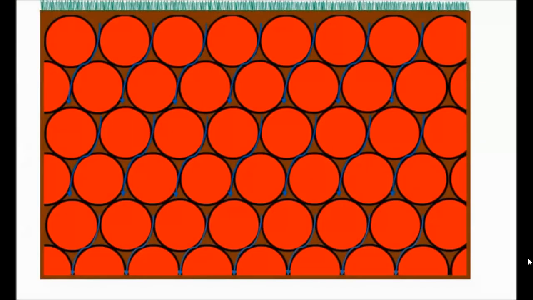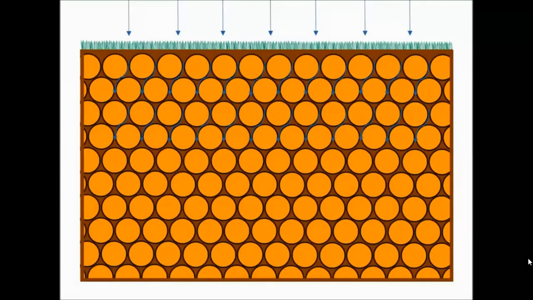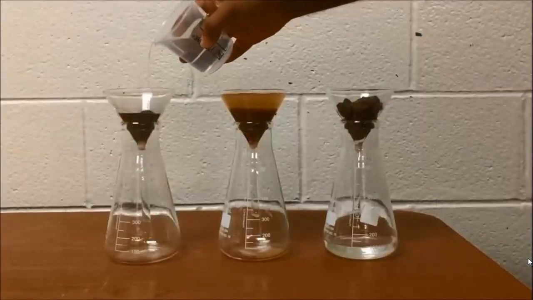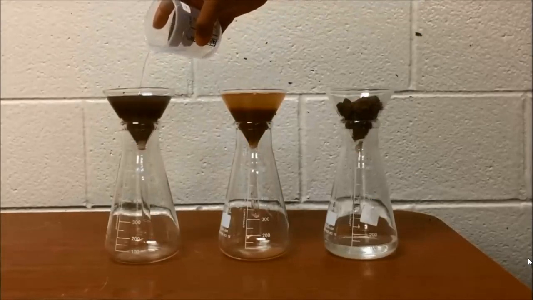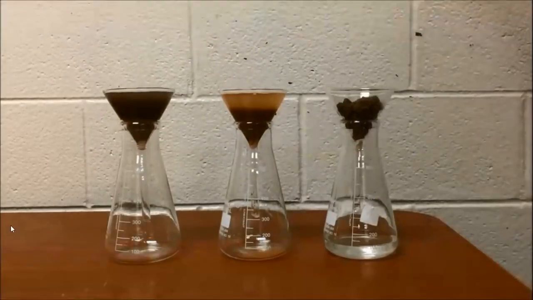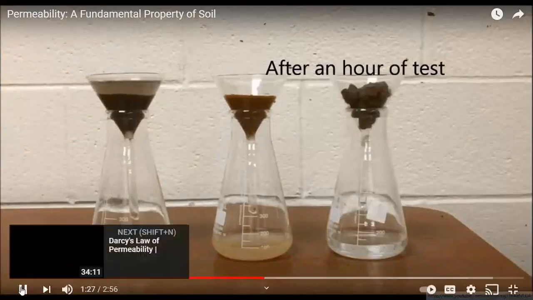When water is added to the sand, it takes more time to flow compared to gravel. This is because sand has smaller sized particles than gravel. On the other hand, clay has the smallest soil particles among these samples, and thus the lowest permeability. Even after an hour of testing, water has hardly flowed through the clay.